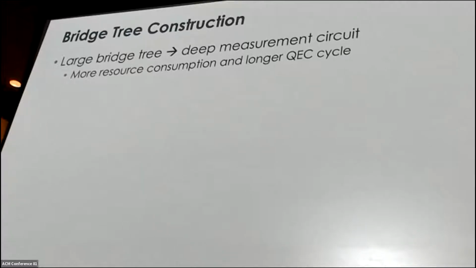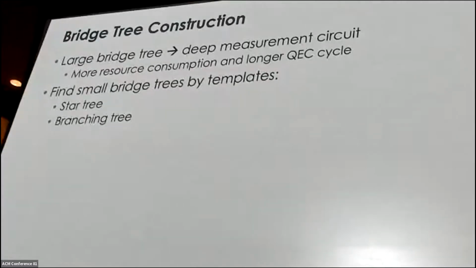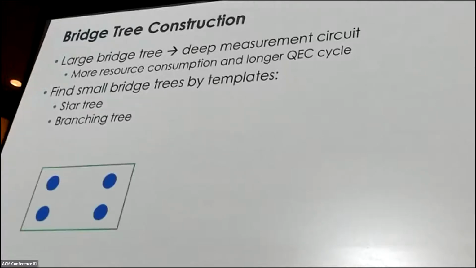So here, to find the small bridge trees, we have to use two templates, the star tree and the branch tree. As you can see in this example, to construct the star tree, we first find one node inside the syndrome rectangle and then connect this node to data qubits with the shortest paths. So this is one type of bridge tree we have found.